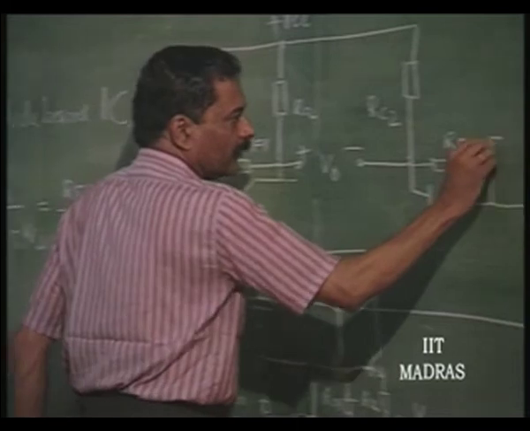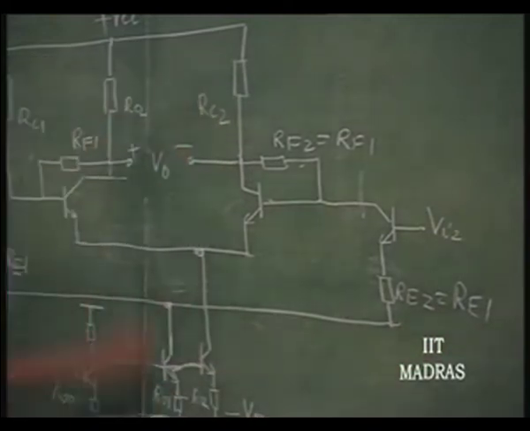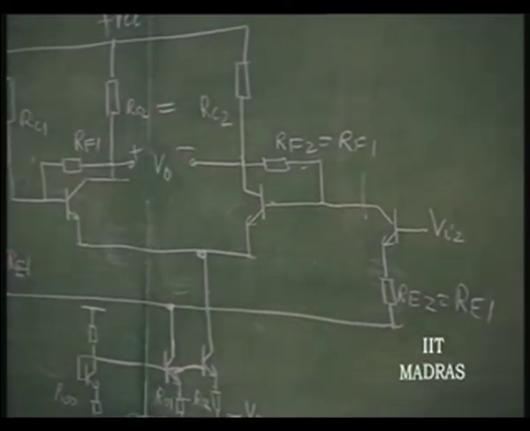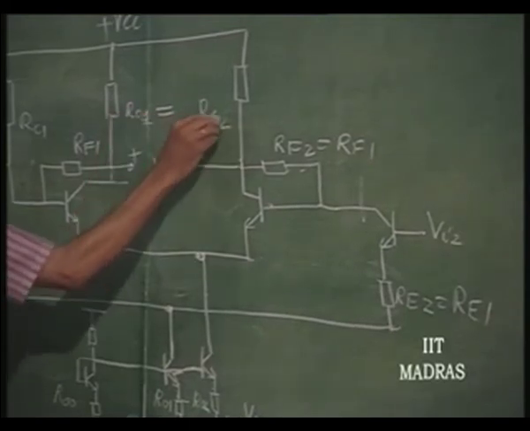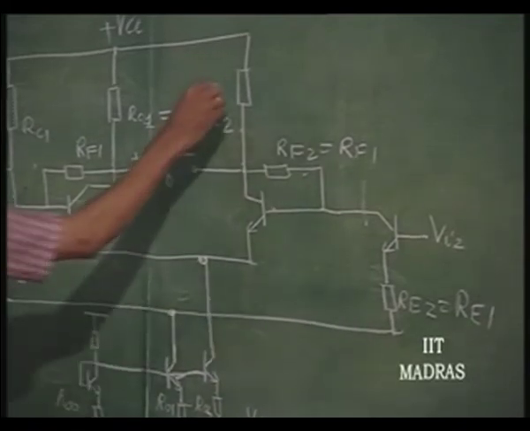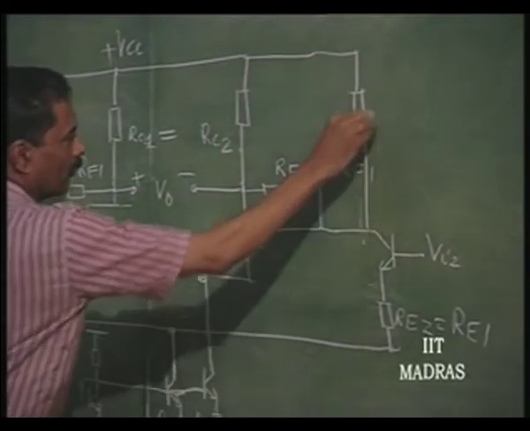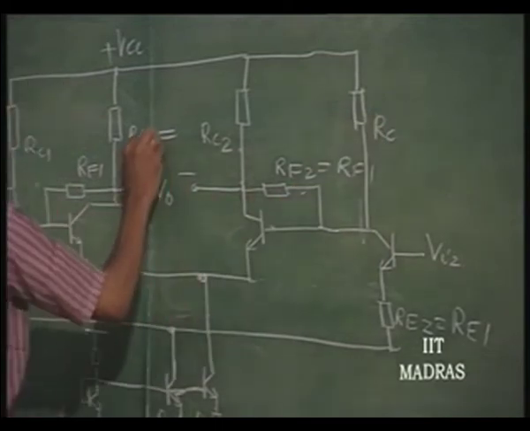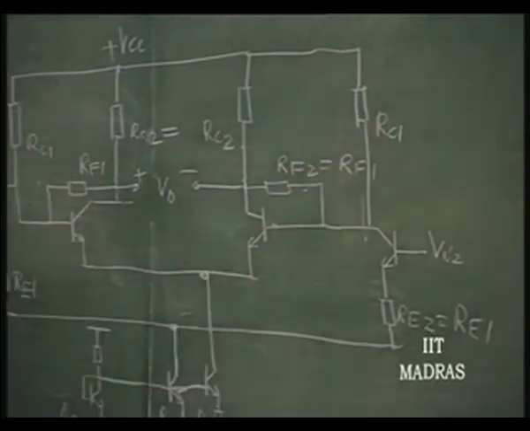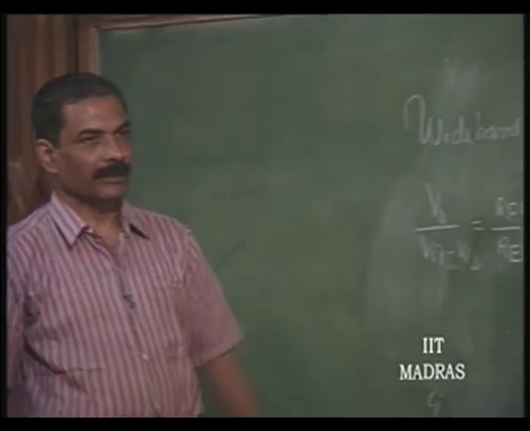This RF1, RC2 equal to RC1, so that these are identical. I think there is one more resistance that is put. This will be RC2, this will be RC1. So, this is the symmetric structure which is going to give you a wideband gain of RF1 by RE1.